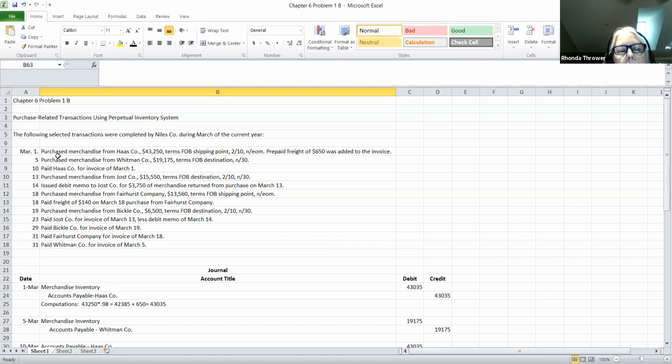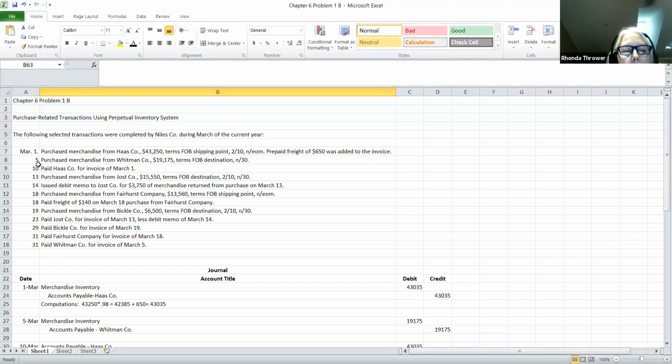So when we purchase transactions, when we're buying merchandise, we're going to debit merchandise inventory, and we're going to credit accounts payable and put out to the side of it the supplier that we owe the money to. In this case, it was Haas company. And I just wrote the computations down here so you could see how I got this amount.